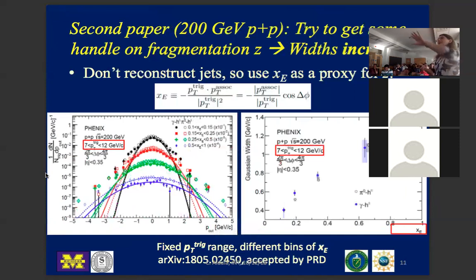And if I swap this around, now this is for a fixed range, integrated over a fixed range of pT trig, the pT of the photon or the neutral pion, and now binned in different xE ranges: 0.1 to 0.15, 0.15 to 0.25, all the way up to 0.5 to 1 as our last bin. So I can look at the Gaussian widths as a function of the fragmentation xE as well. And okay, we have no numerical calculations to compare to. Qualitatively, the widths get wider when I look at them in this way as well.